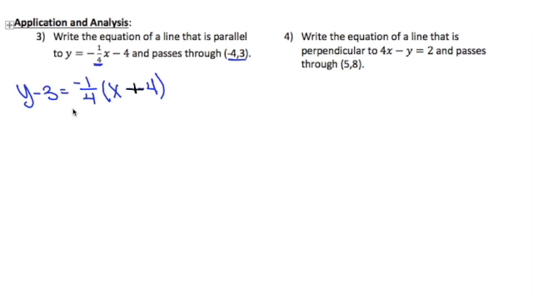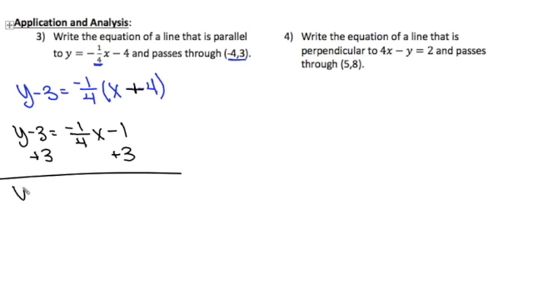If you went further with this, I could have said y minus 3 is equal to negative 1/4 x minus 1. All I did there was distribute. And then if I wanted to combine like terms, I could add the 3. So then y is equal to negative 1/4 x plus 2. It would be in slope-intercept form, if you chose to go that way.